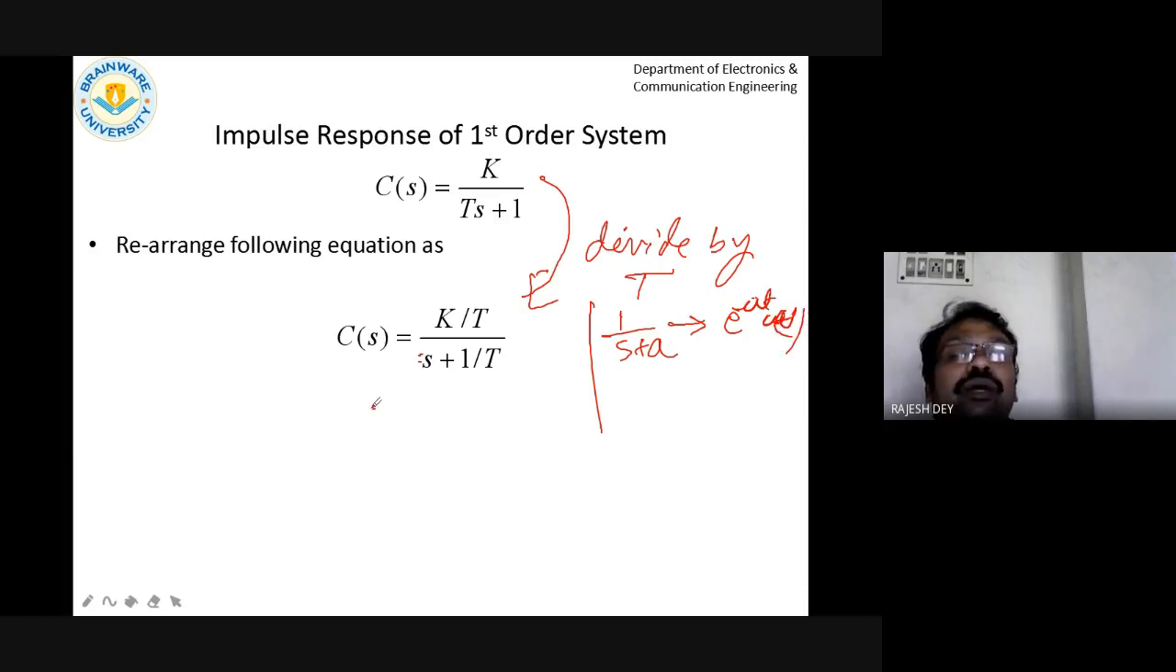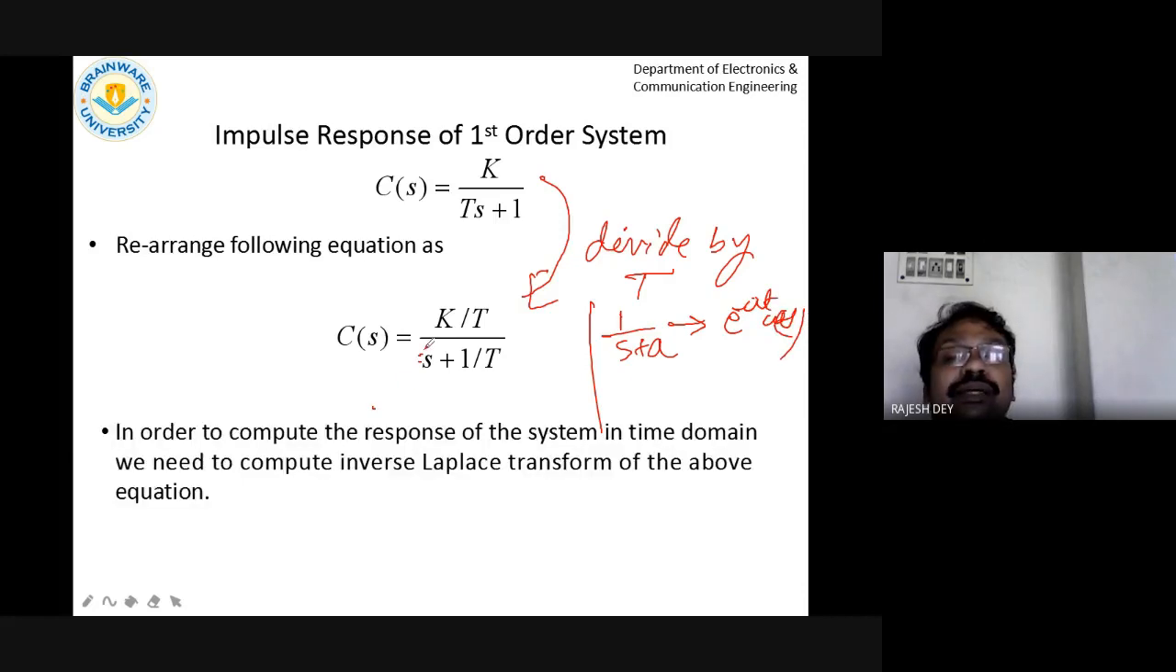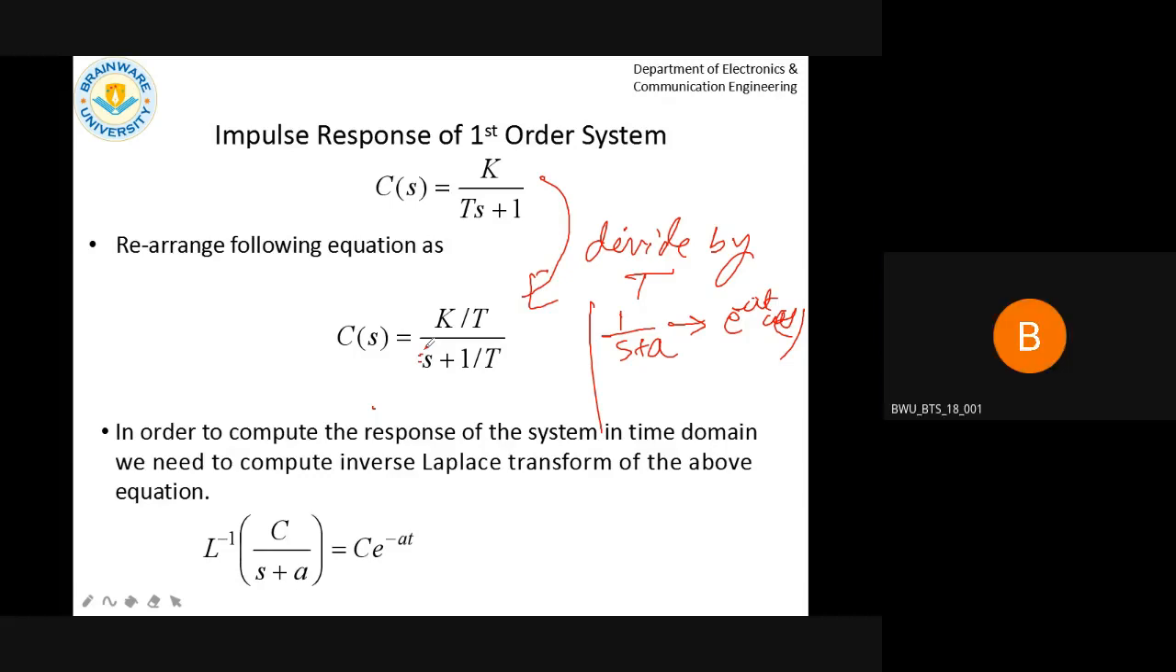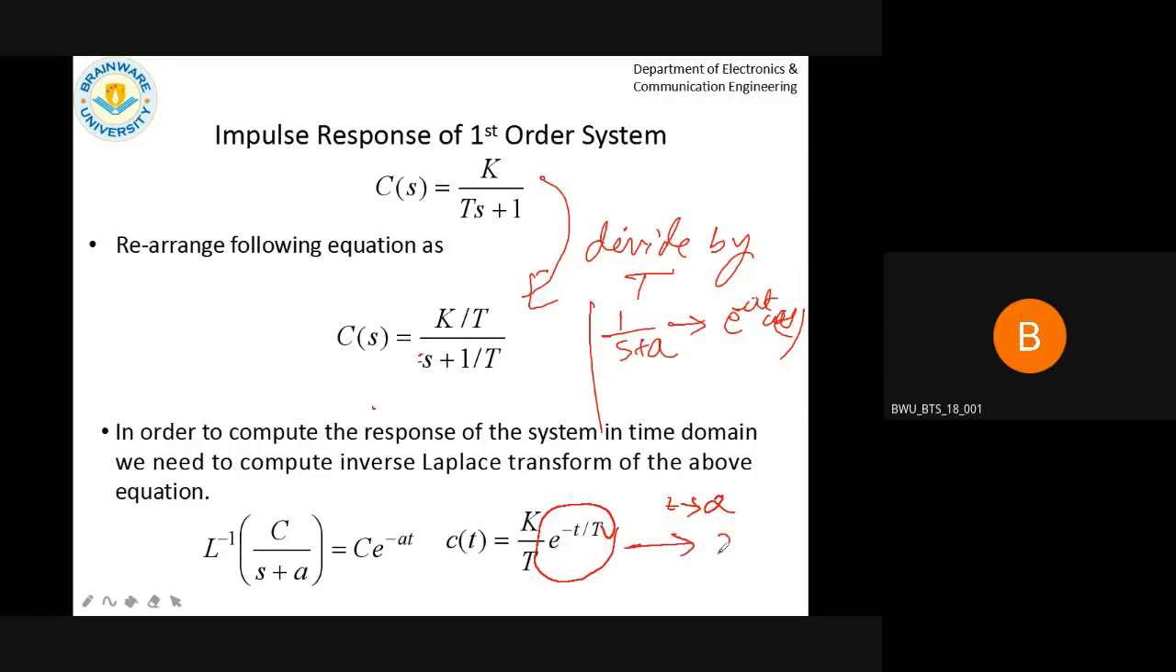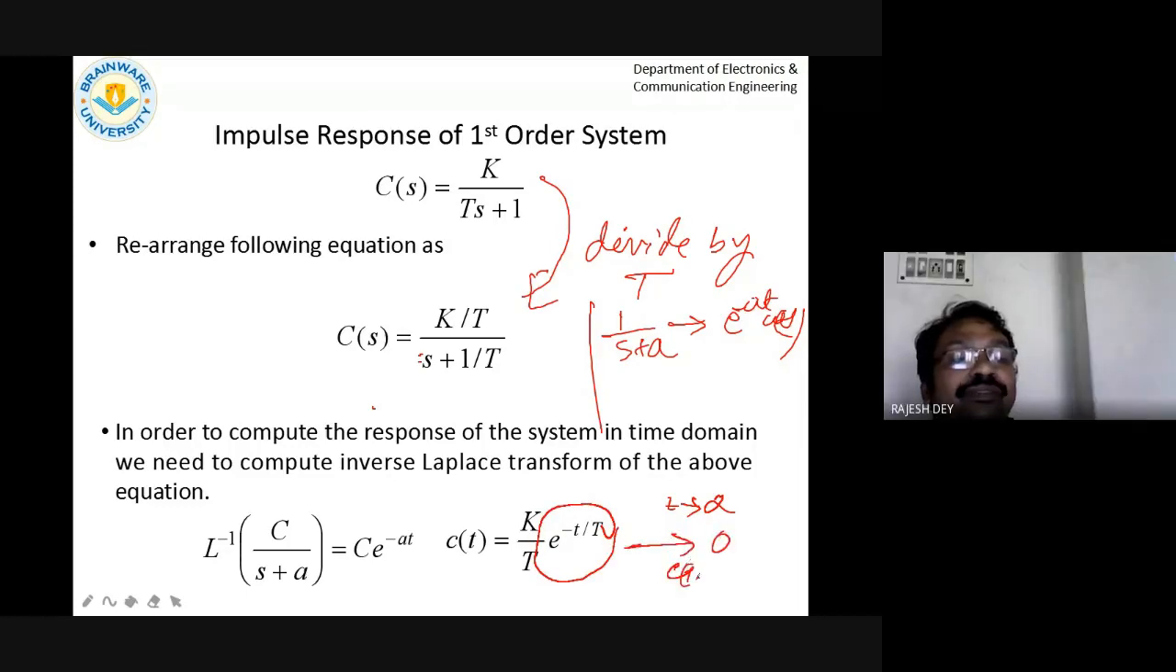So what will happen, see, C by s plus a, this is the property by which we can do it. So K by T into e to the power minus t by T. So what will be the final value at t tends to infinity? This part will be 0. So the final value will be 0.